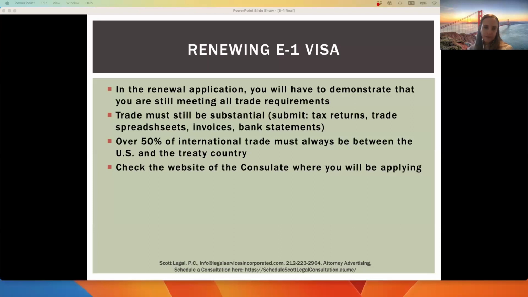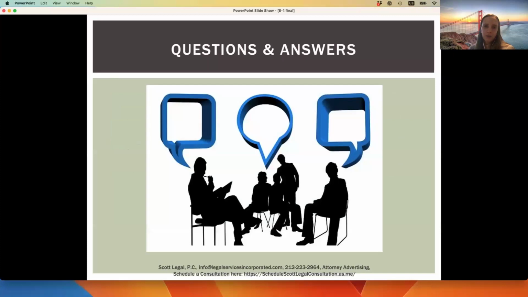And as I said in the beginning, it's always very important to check the website of the consulate where you are applying, just to see what the exact documents are that that particular consulate wants to see.